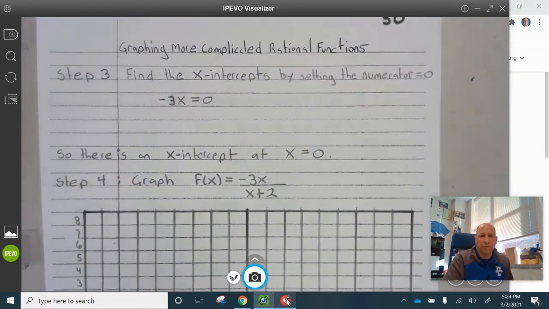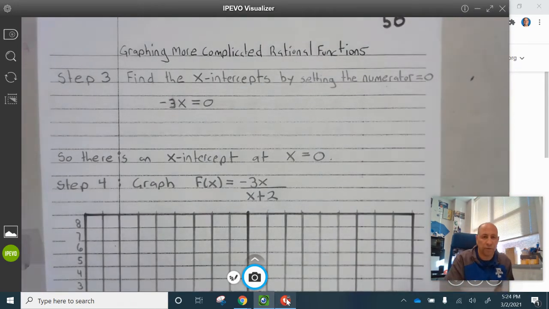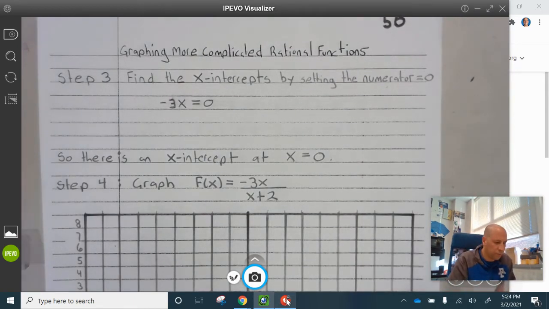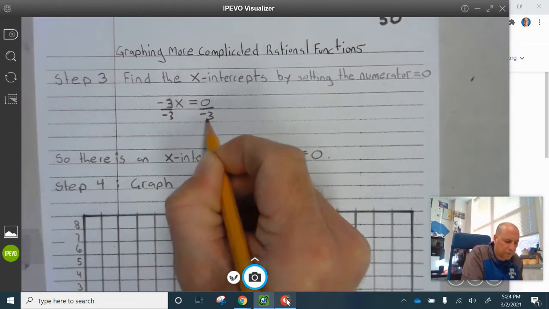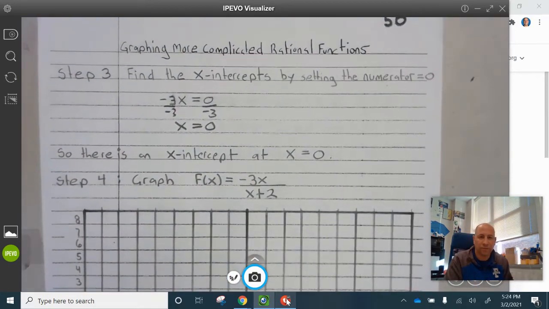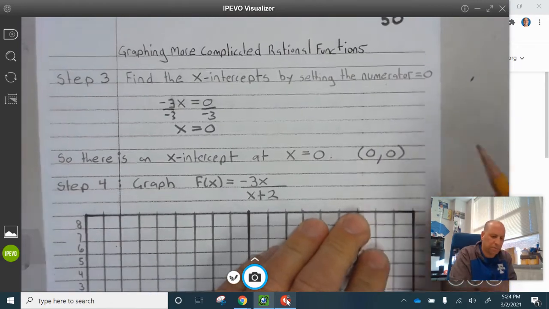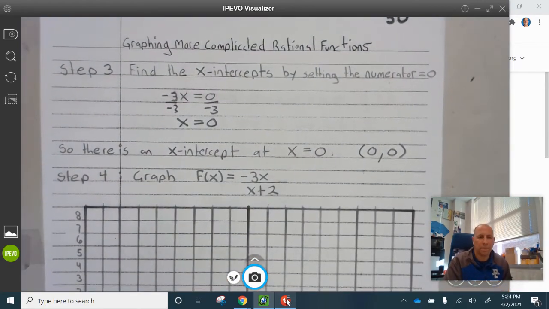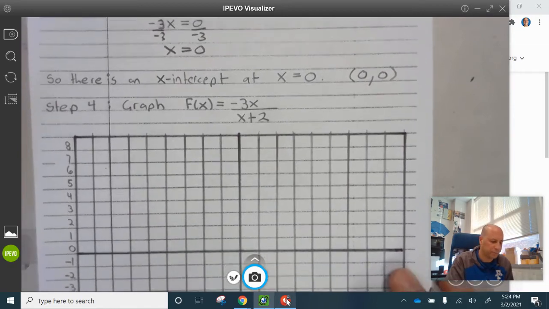All right, step 3. Find the x-intercepts by setting the denominator equal to 0. I'm sorry, the numerator equal to 0. So we set the numerator equal to 0 and solve. So we divide both sides by -3. Well, so then x equals 0. So there's an x-intercept at x equals 0, or the point 0, 0. Okay, so step 4, graph f of x equals -3x divided by x plus 2.